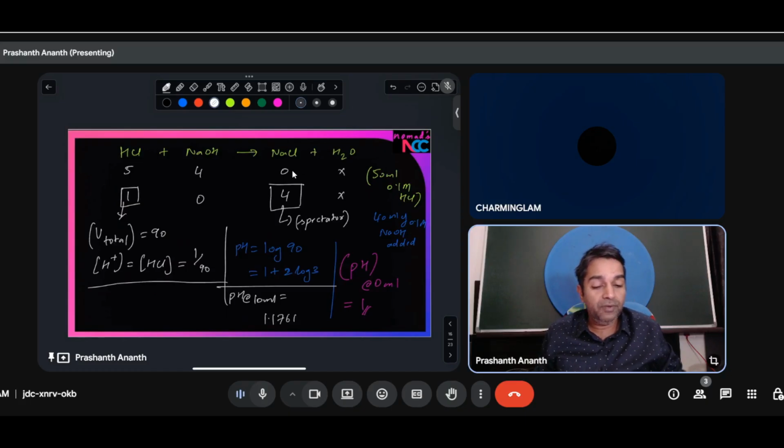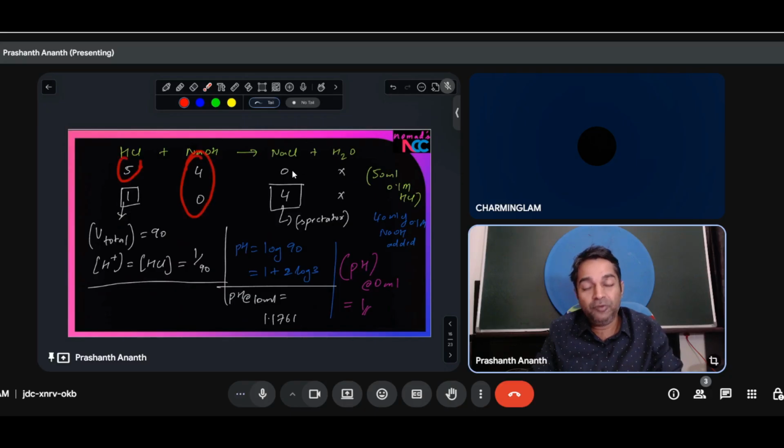Next up, we are going to be looking at the 40 ml case. You're going to be having 40 ml of NaOH added. Now you are actually going to be having 4 millimoles of NaOH. NaOH is still the limiting reagent, so it gets completely consumed. So I'll have 4 becoming 0, and the 5 millimoles of HCl will now become 1 millimole of HCl.